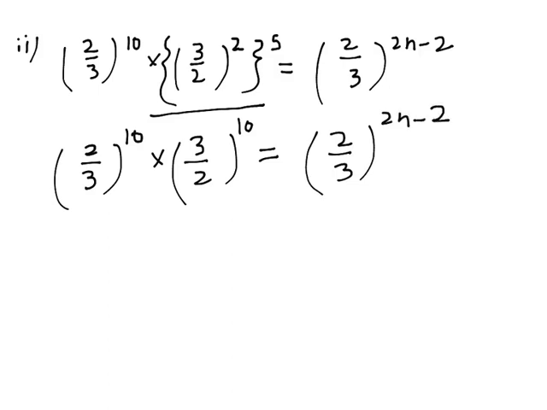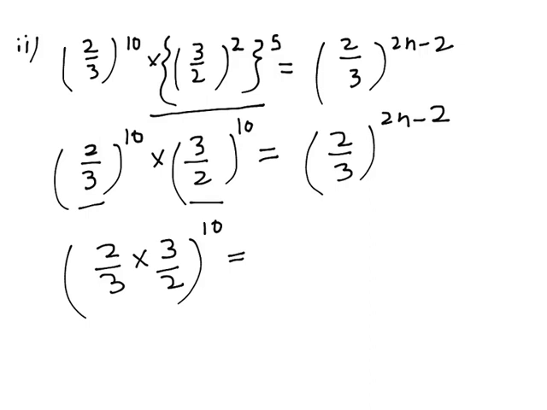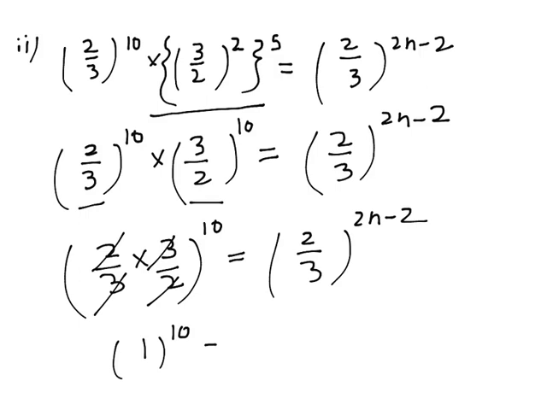Now the exponents are the same, so these bases will get multiplied. We will get (2/3 times 3/2) raised to the power 10 equals (2/3) raised to the power 2n minus 2. So here 2 can be cancelled with 2 and 3 with 3, so we will get 1 raised to the power 10, and here we get (2/3) raised to the power 2n minus 2.